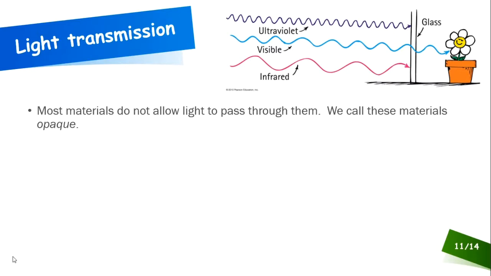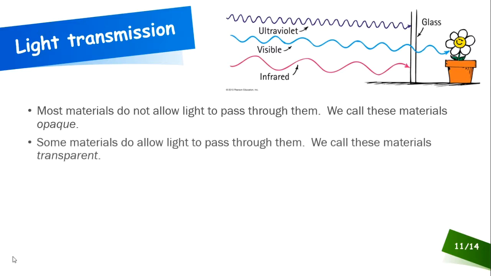Let's talk a little bit more about light. Most materials do not allow light EM waves to pass through them, and so we call these materials opaque because they block the light. They don't let the light through. But there are some materials that do let light pass through them, and these materials we call transparent.